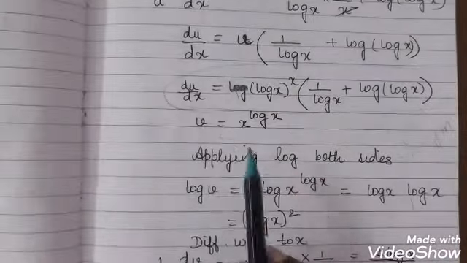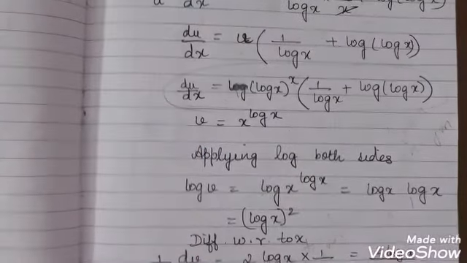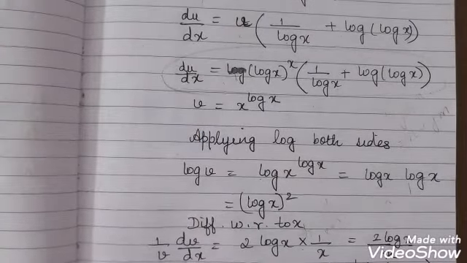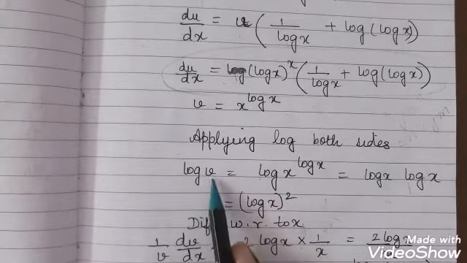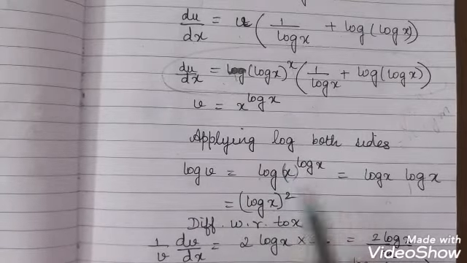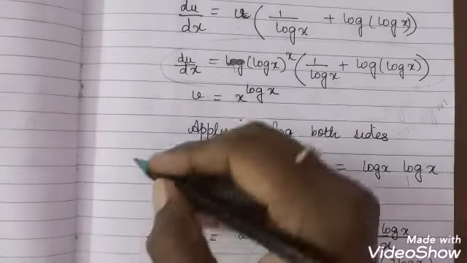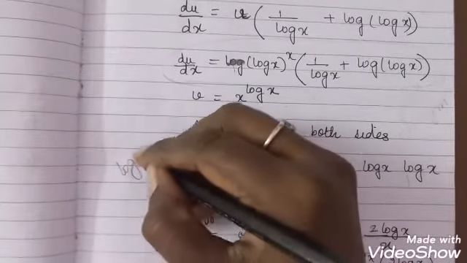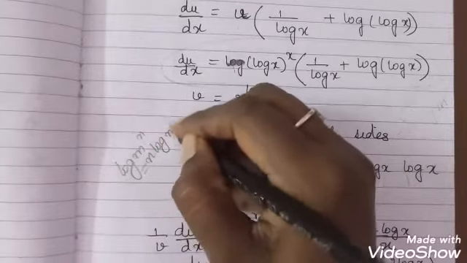The next step is to find out what is v. What is your v equal to here? x power log x. Now here again you will have to apply log both sides in this case. So applying log both sides, what will you get? Log v is equal to log of x power log x. So what is this log of x power log x? Again you will be using the same rule here. Log of m power n is equal to n log m.